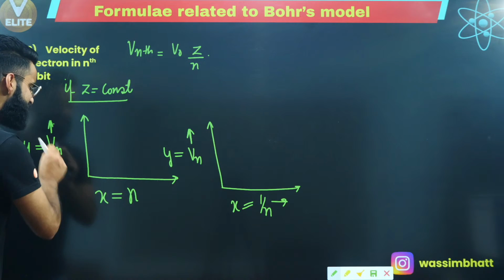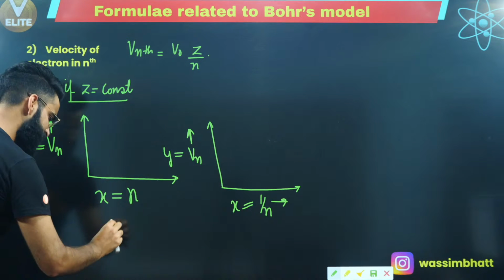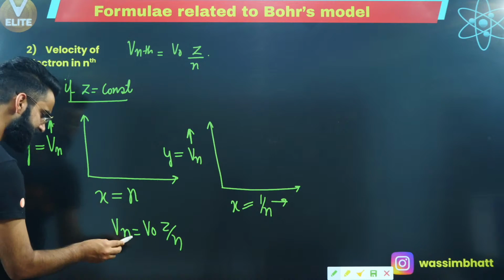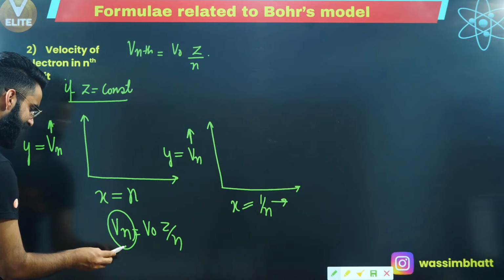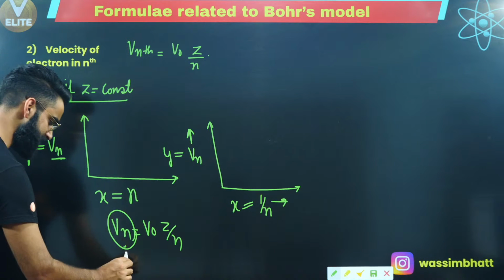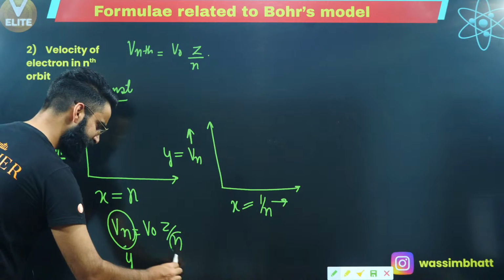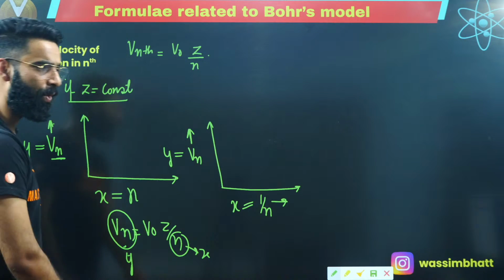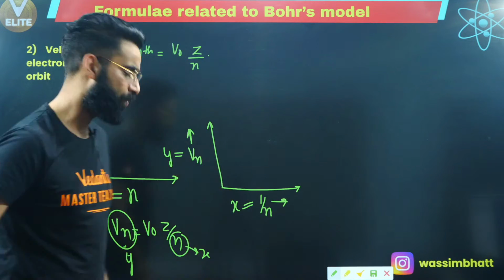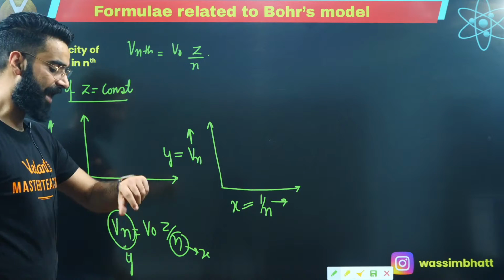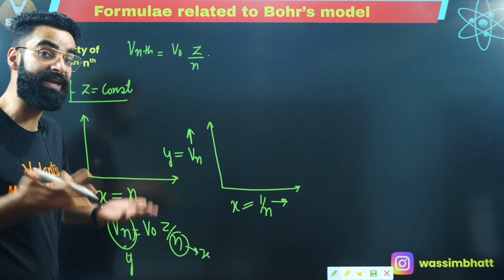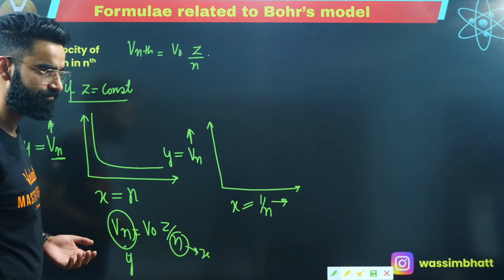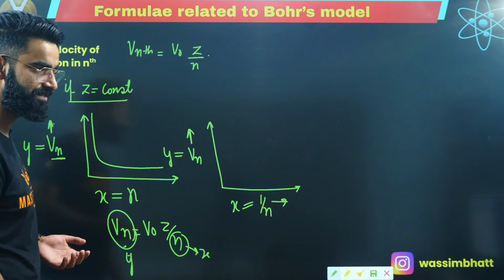In order to make this curve, I need the basic equation. What is the basic equation? Vn is equal to V naught multiplied by Z by N. Since Vn I'm plotting along the y-axis, instead of Vn I'll write y. Instead of N, I'll write x. So what is the relation between y and x over here? Are y and x directly proportional or inversely proportional? Y and x are inversely proportional to each other, and we know whenever we need to plot a curve between two variables which are inversely proportional, the nature of the curve is a rectangular hyperbola. We know it, yeah? Absolutely.